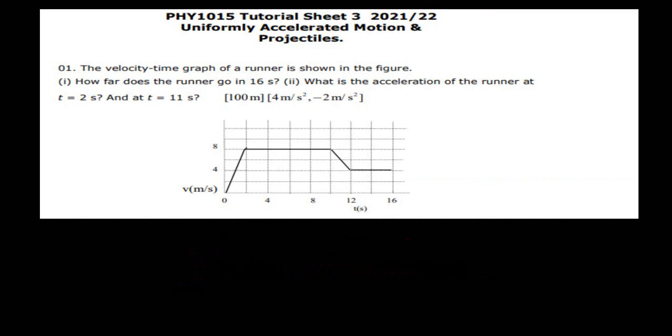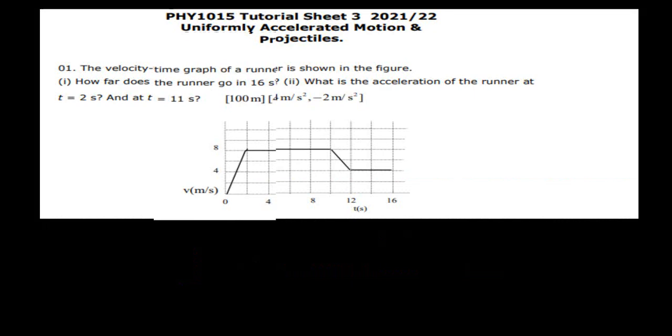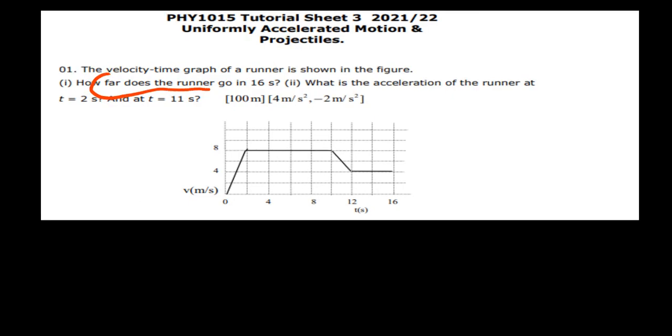Then number 2 says what is the acceleration of the runner at t equals 2 seconds and at t equals 11 seconds. The goodness with tutorial sheets for physics is that the answers are already given. So let's start with the first expression. We are being told that we are supposed to find how far the runner goes in 16 seconds.